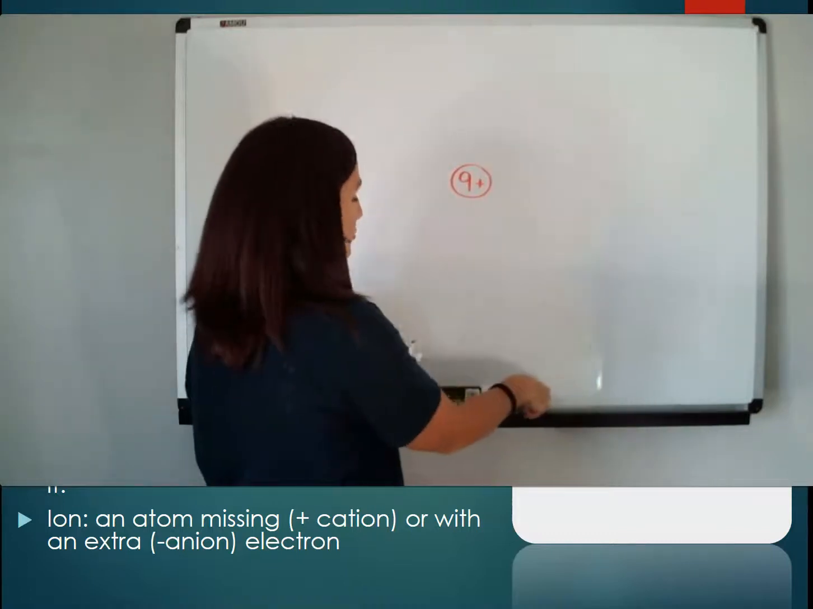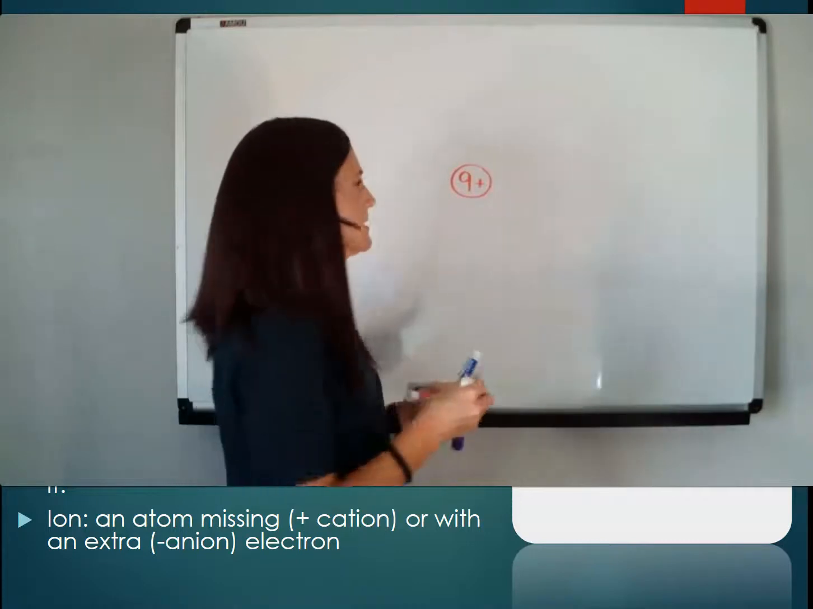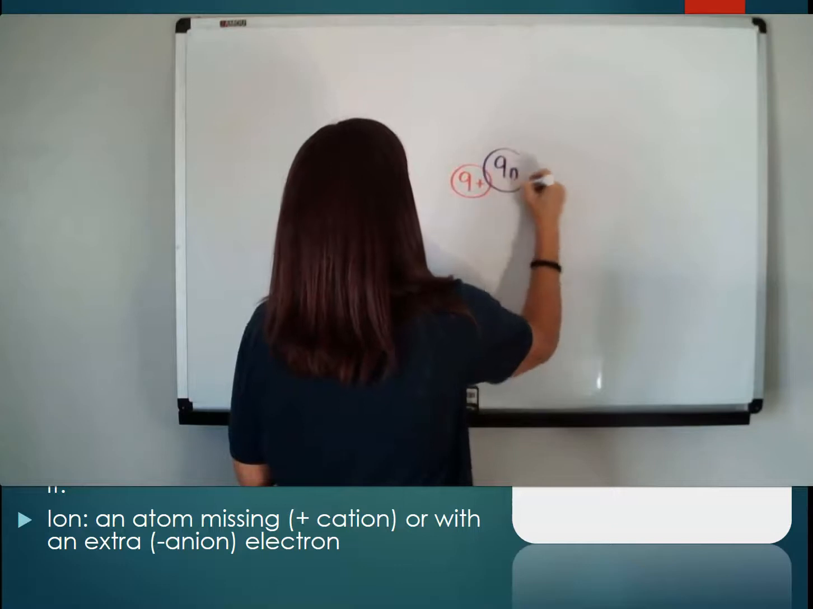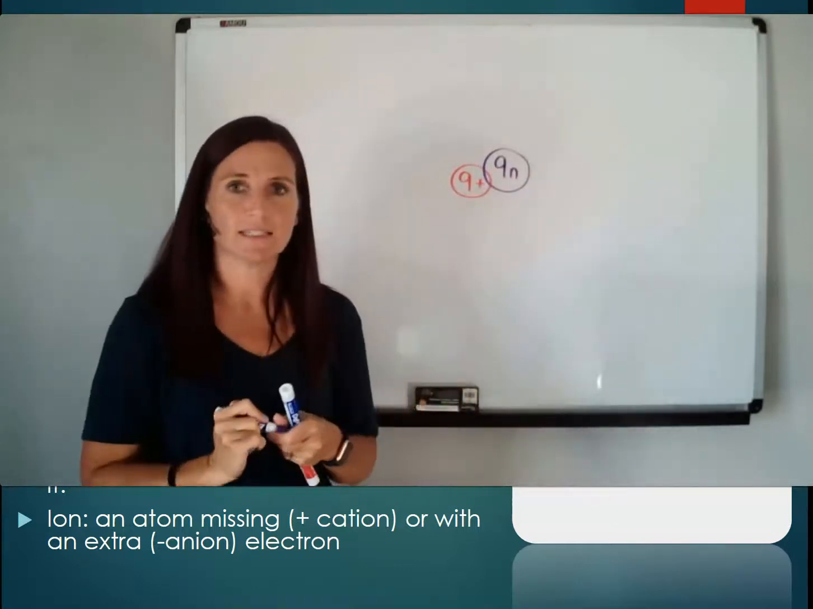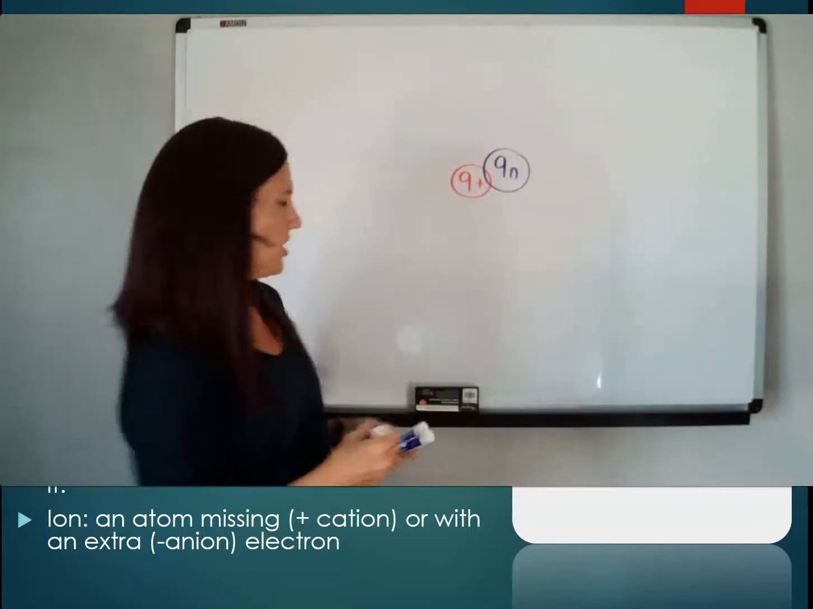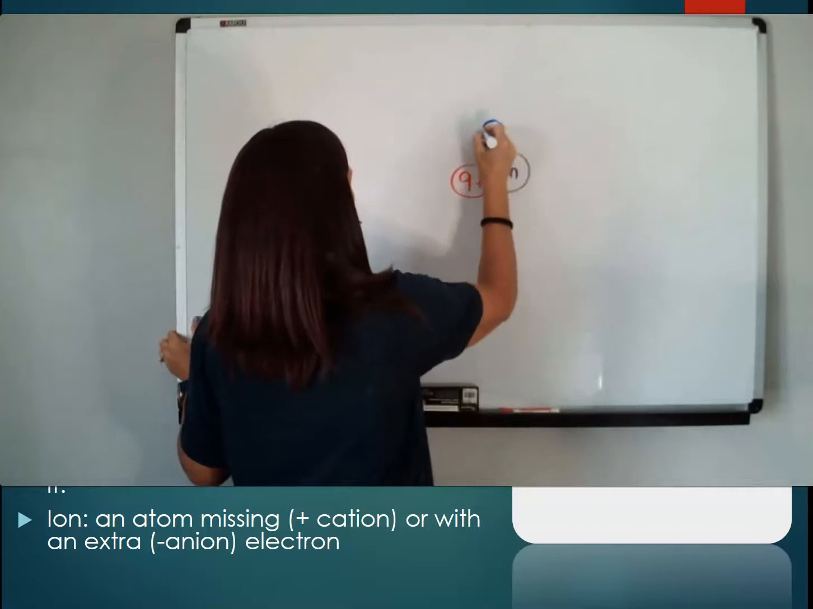I hope that makes you as happy as it makes me to be done drawing all of those pluses and zeros. And I'm going to say 9 neutrons. There's my nucleus. And then I need to put 9 electrons around the outside. So remember, we first put 2 in the center.